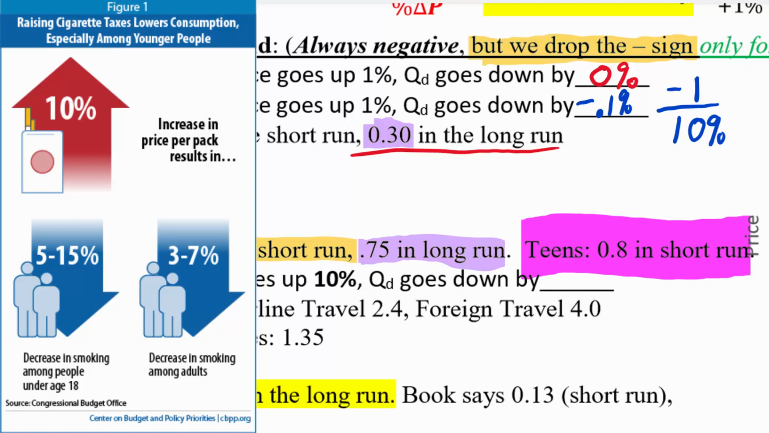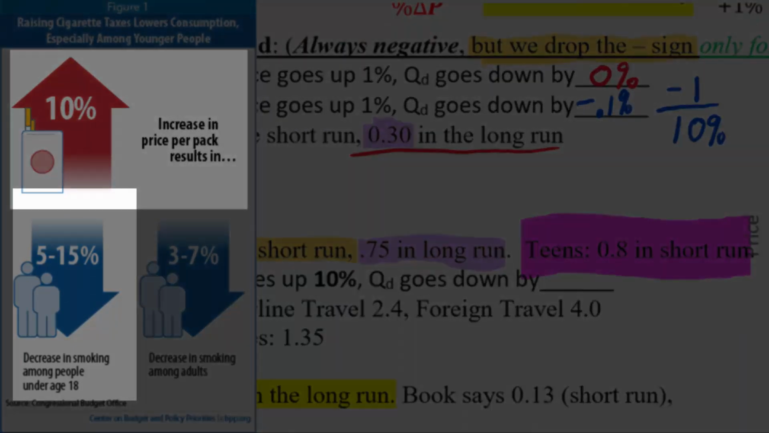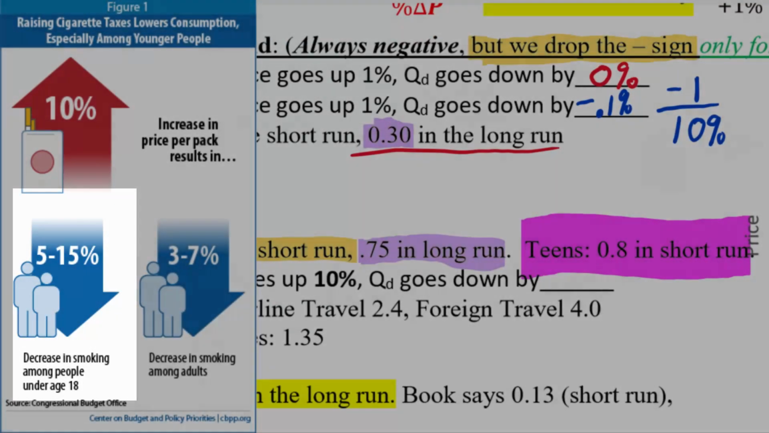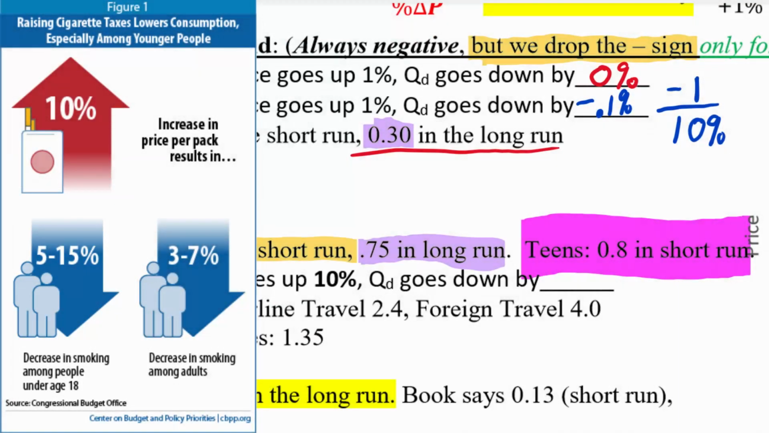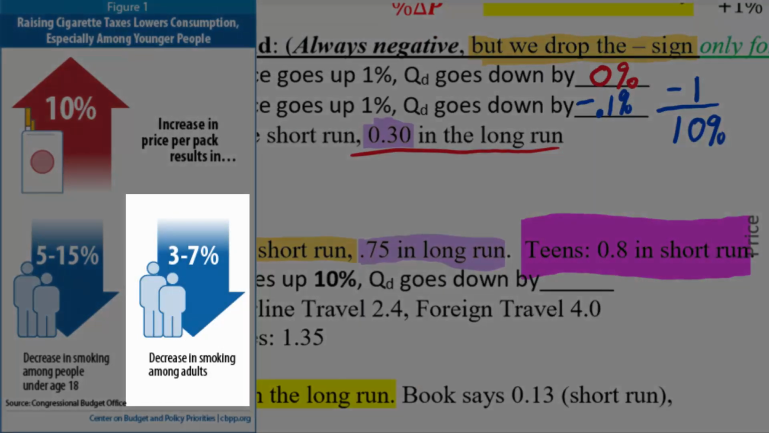They're basically talking about an elasticity. And they're reporting a wide range of effects here because they're looking at a lot of different studies that have found different effects. And so they're saying here that a 10% increase in the price of a pack of cigarettes will lead to a 5 to 15, somewhere in that range, decrease in smoking among teens, kids under the age of 18, and a 3 to 7% decrease among adults.